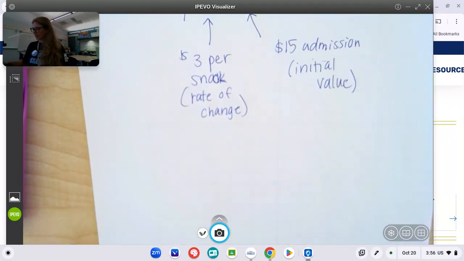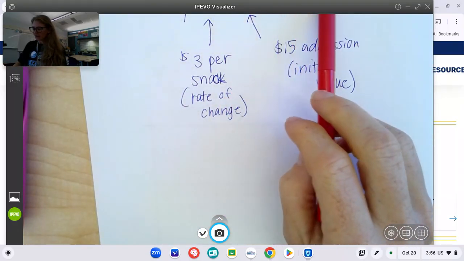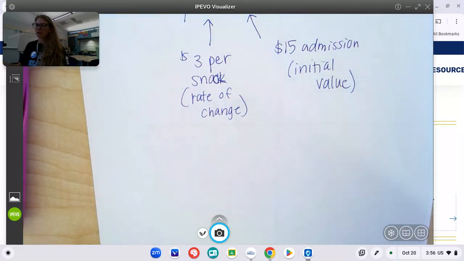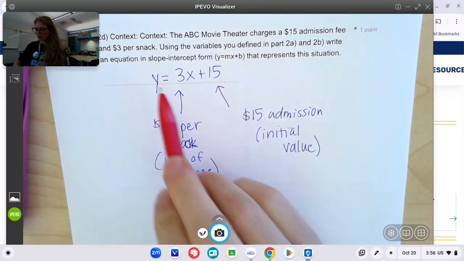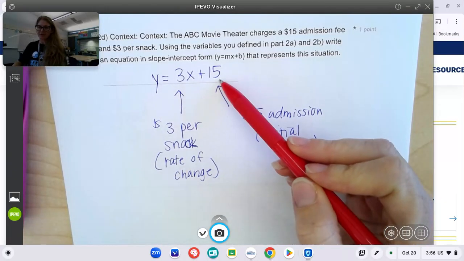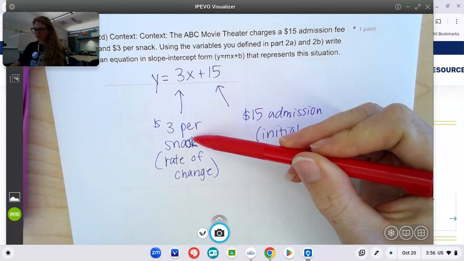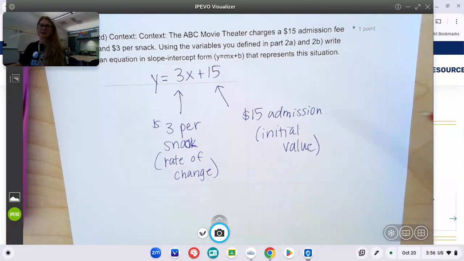And then the last one asks us, using the variables you defined in part 2a and 2b, where x was the number of snacks and y is the total cost, write an equation in slope-intercept form. So y equals 3x plus 15. 3 is your $3 per snack or your rate of change. 15 is your $15 admission or your initial value.